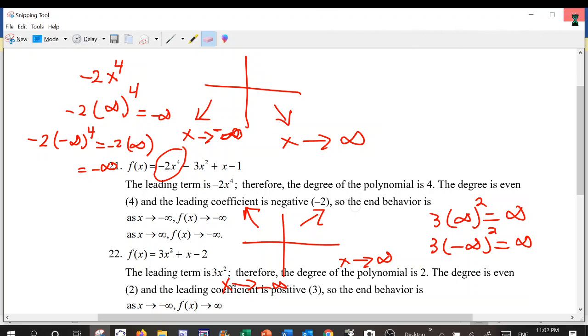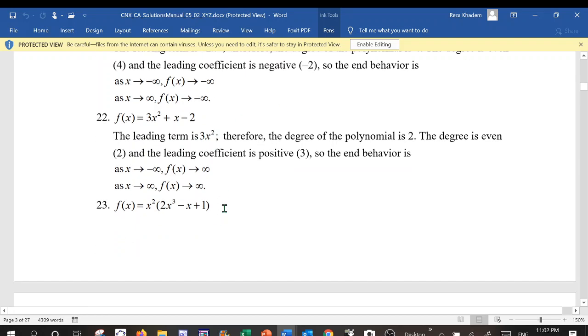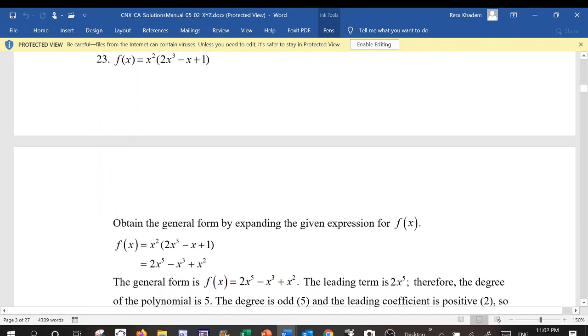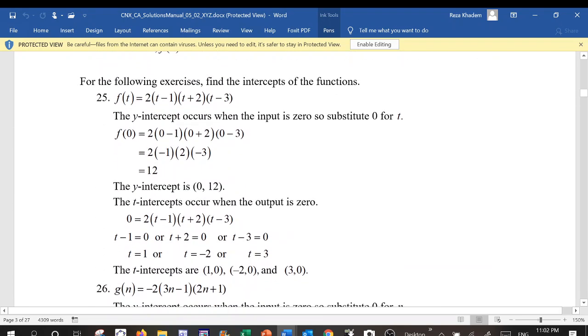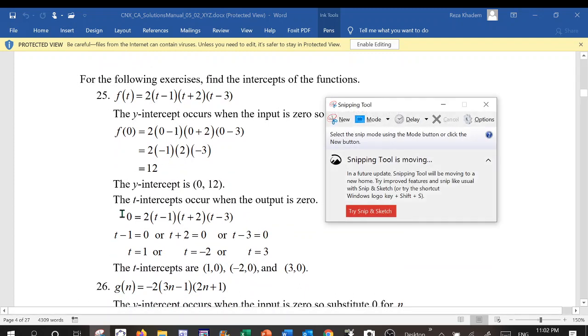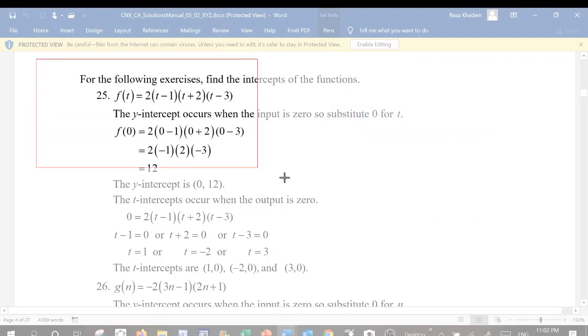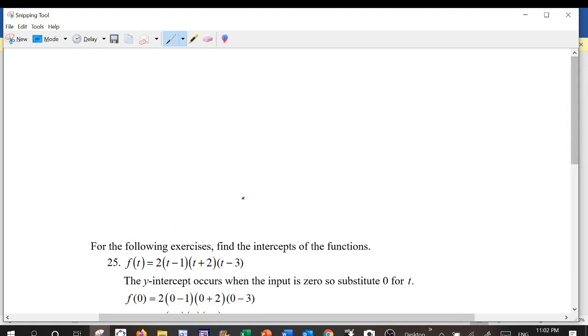Okay, and let's see. Let's do one more. Number 25. So in 25 it says, for the following, find the intercepts of the function. Now, before I do that, let me explain a few things.